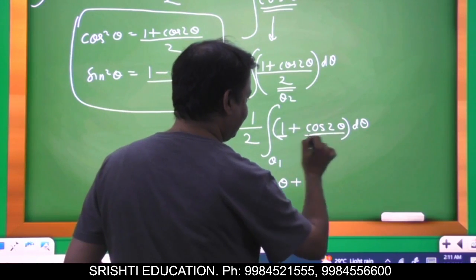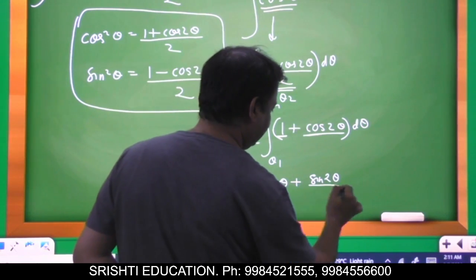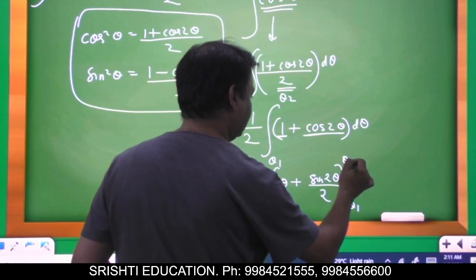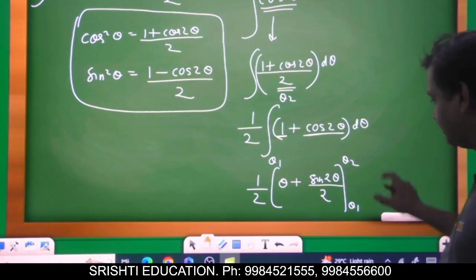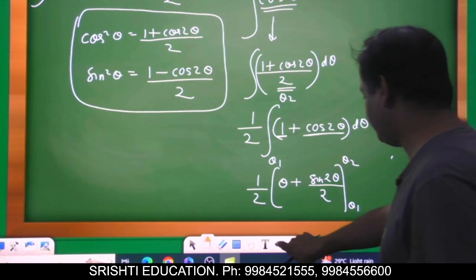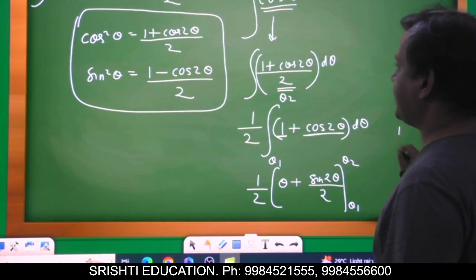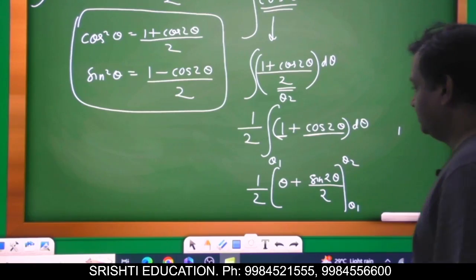And what is the integral of cos 2 theta? So we'll write sine 2 theta, as we have seen, by 2, and you will put the limits from theta 1 to theta 2. So these are the basic skills which will be applicable in the next problem. That's why I made a little recap of the mathematical tools we have done here. Okay, now see the next problem.